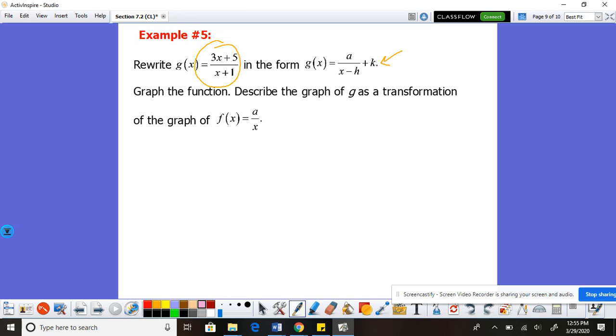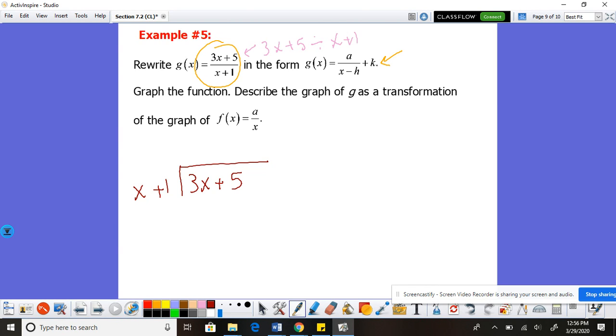Now one thing I want you guys to remember is anytime we have a fraction, this is the same thing as saying 3x plus 5 divided by x plus 1. Just like 1/2 is the same thing as 1 divided by 2, 1/5 is the same thing as 1 divided by 5. Fraction is just a divided by sign. So we're going to do long division with this. All right, 3x plus 5 divided by x plus 1.